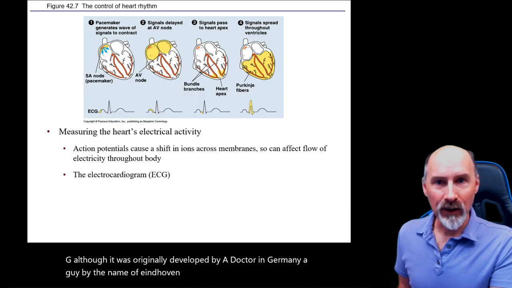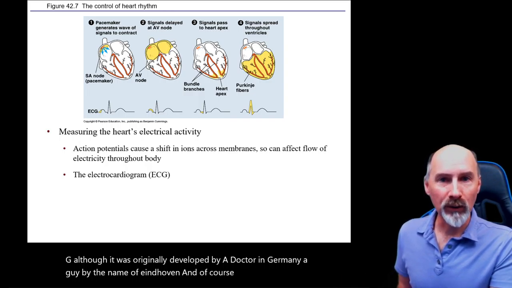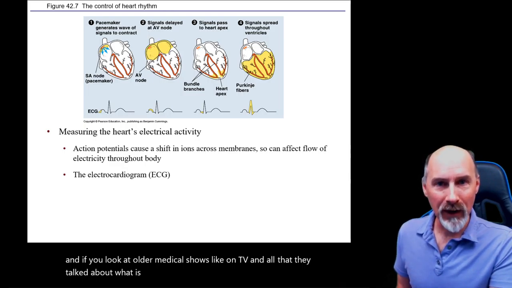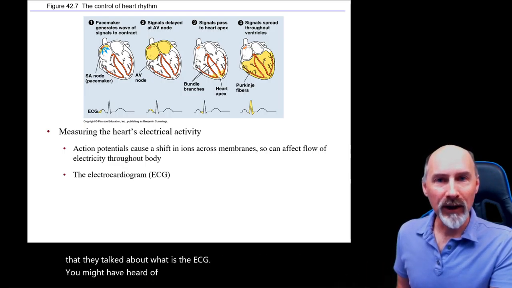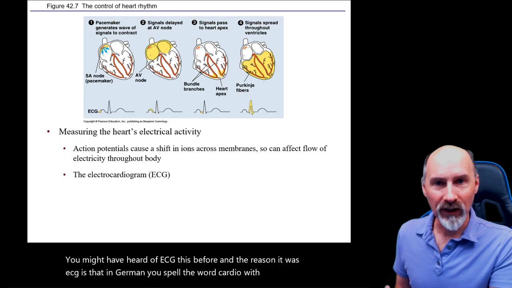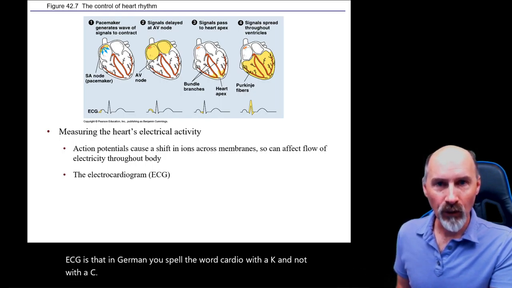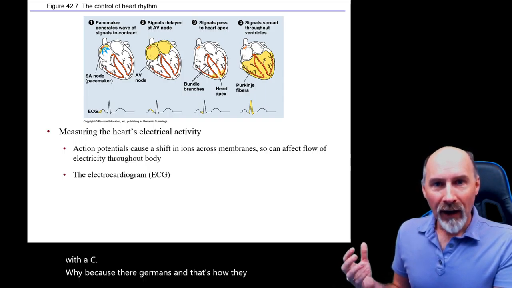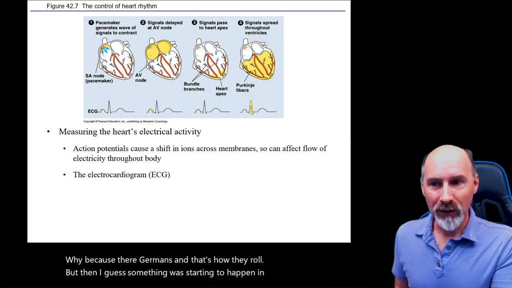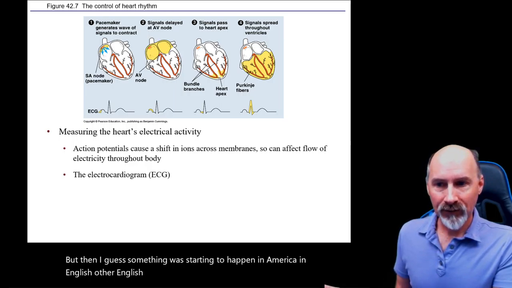And of course, the original spelling, and if you look at older medical shows on TV, they talked about the EKG. So you might have heard of EKGs before. The reason it was EKG is that in German, you spell the word cardio with a K and not with a C. Why? Well, because they're Germans and that's how they roll. But then I guess something was starting to happen in America and other English-speaking countries.